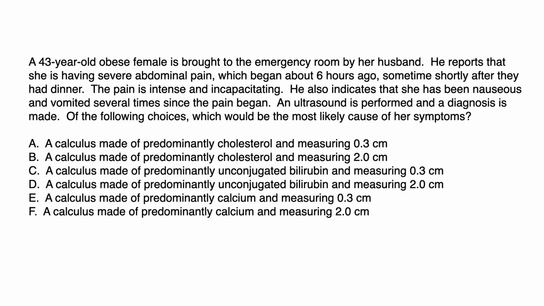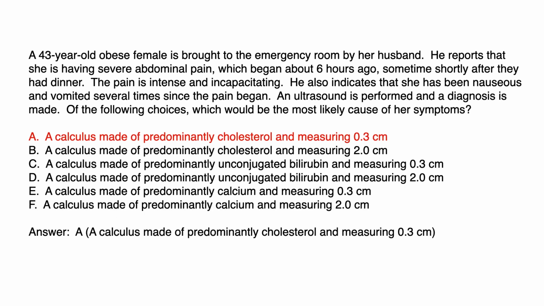And then a large stone is more likely to stay in the gallbladder and usually will not be symptomatic unless it somehow became wedged in the outlet. But a smaller stone could easily get out in there and do that. So the answer I was looking for is the first one: a calculus made of predominantly cholesterol, because that's most common, especially given the history, and small so it can get out into the duct and cause biliary colic.